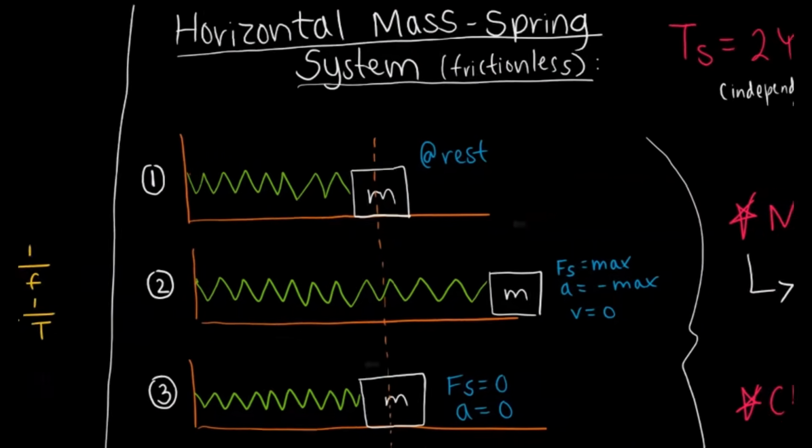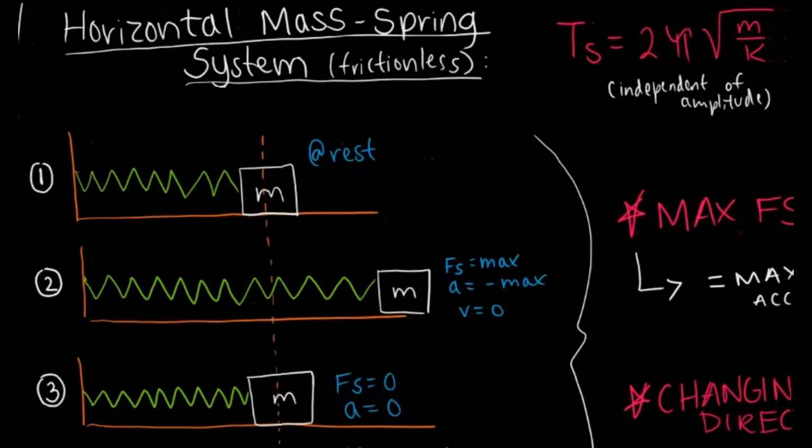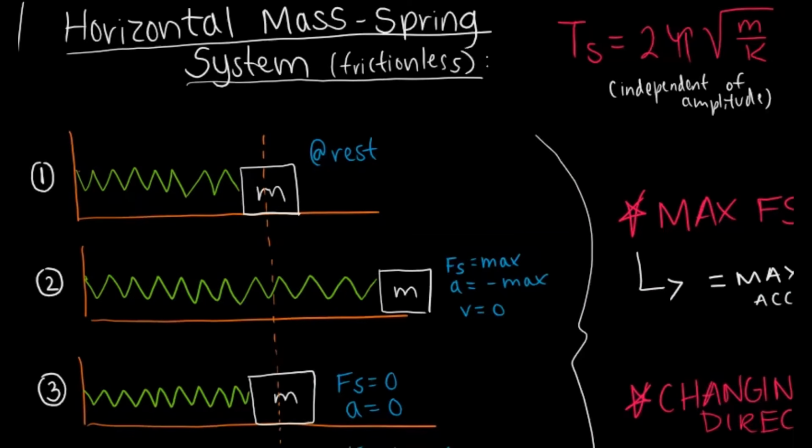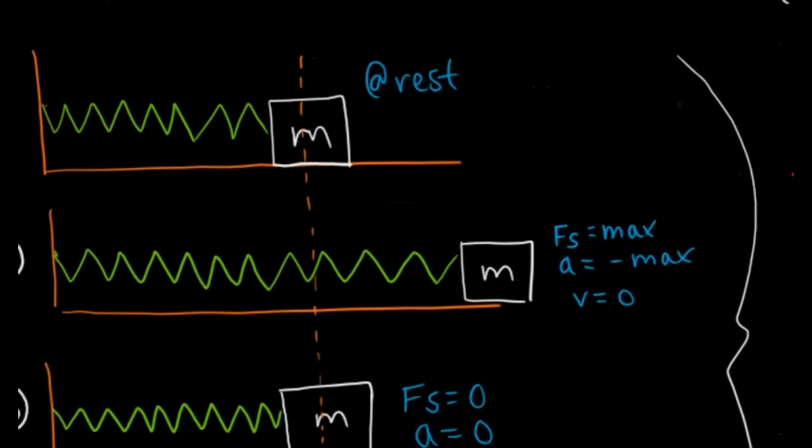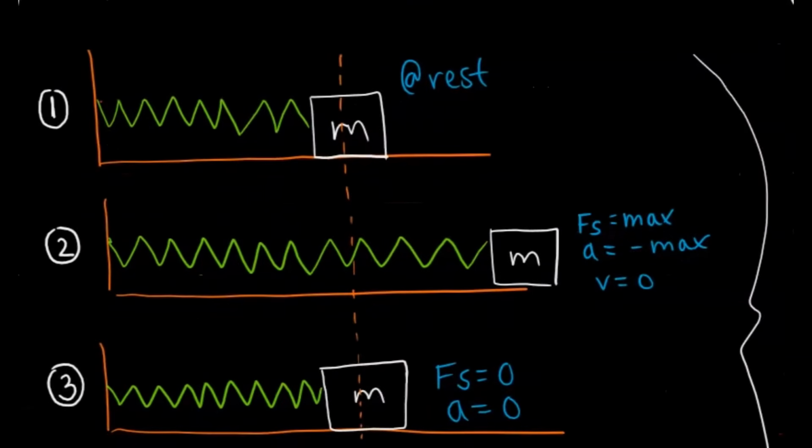Next, let's talk about the horizontal mass spring system. This is frictionless. The equation for a spring is just 2 pi times the square root of mass over the spring constant. It is also independent of the amplitude. Here's a nice diagram. It shows that initially your block is at rest in what is called equilibrium. All right, but let's say we stretch it out. Now it has spring potential energy.